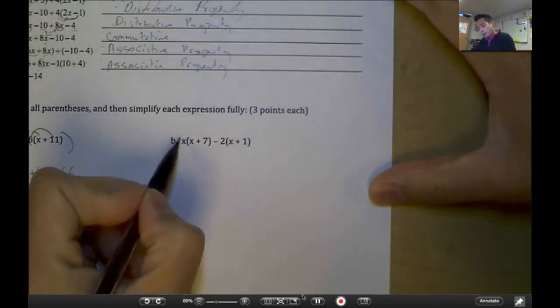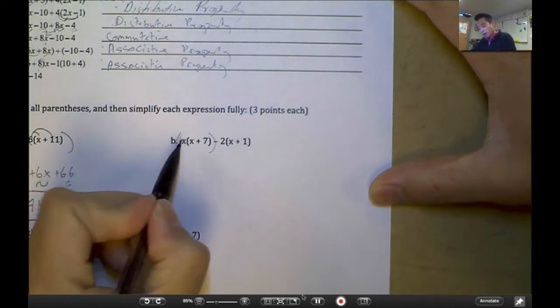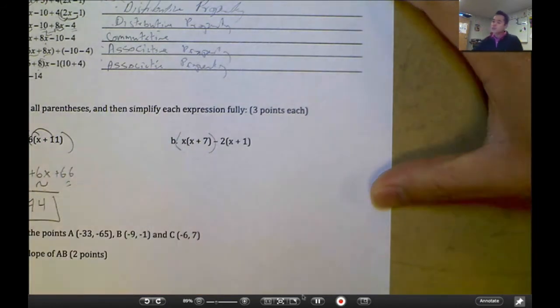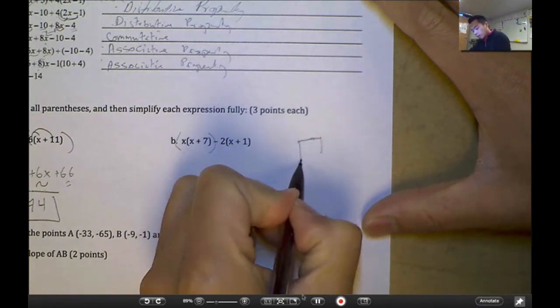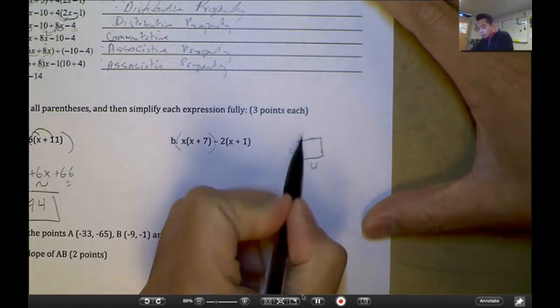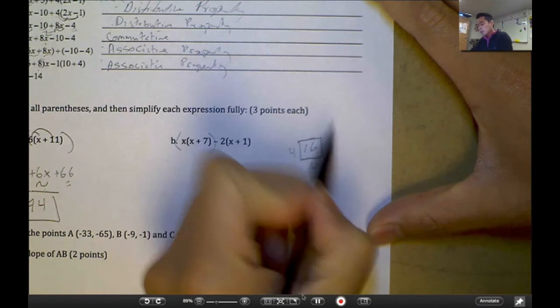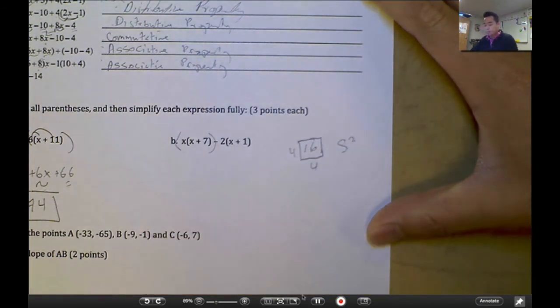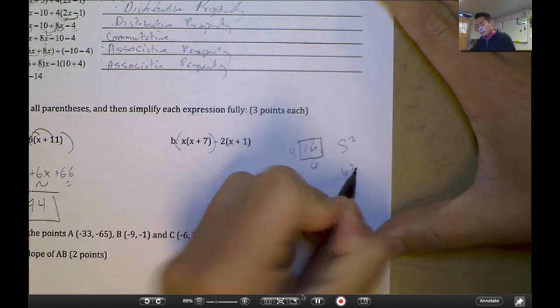So B, I have, again, I'm just going to break that off and do those first. The associative property there. I have x times x. Now, there's some confusion about this, and I've tried to go over it in class. But if I have a square, and let's say that this is a 4 by 4, I know that the area of this square is 16 because area is side squared, s to the second power. In this case, it would be 4 to the second power.